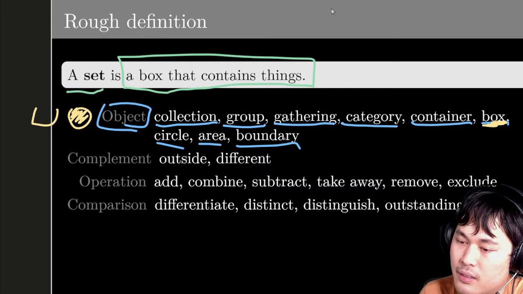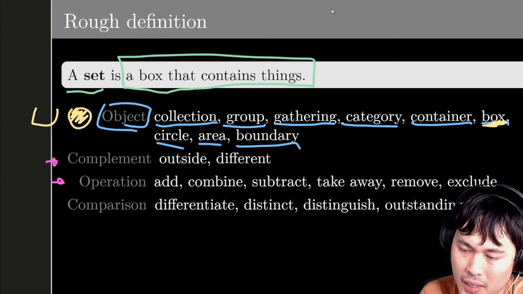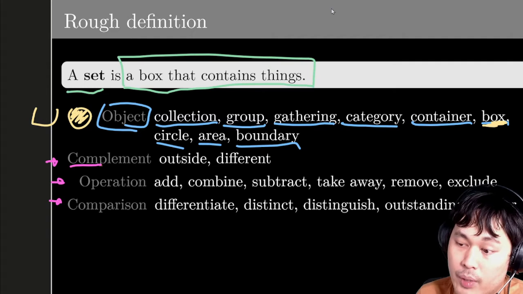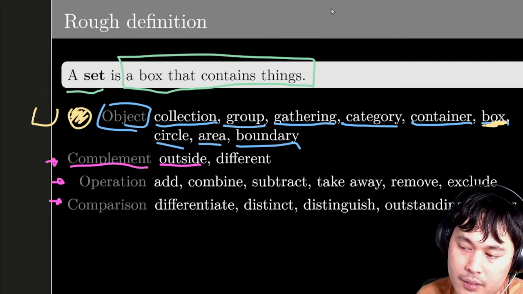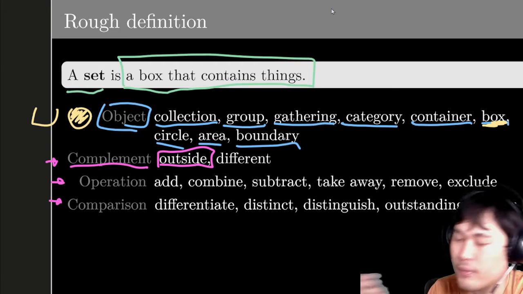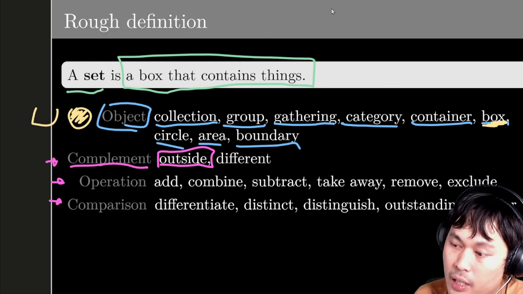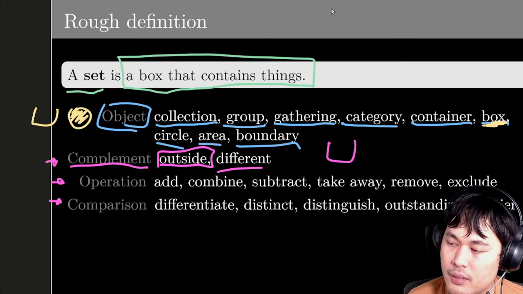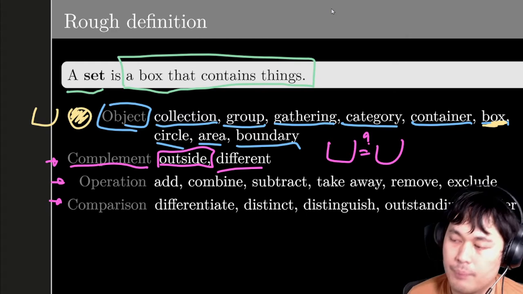And then the rest is the question of what we can do with the box once we have them. First of all, we can describe things that are outside or inside. This thing is in this box, this thing is not in this box, and then we can compare two different boxes together, whether this box and that box are the same or not.